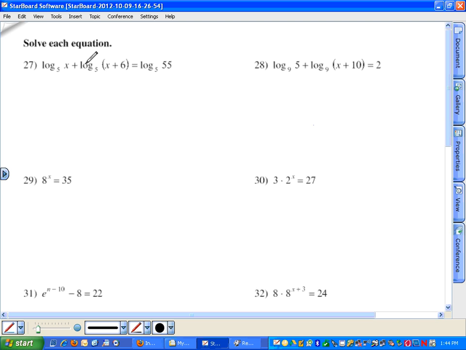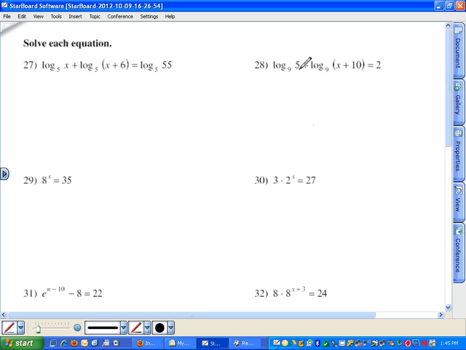See, 27 has logarithms on both sides of the equation, which makes it different from 28. 28 only has logarithms on one side here. So I'm actually going to do 28 first because it's solved more similar to what we just did on problem 25 and 26. So the first thing we need to do is combine these two logarithm expressions into one logarithm.